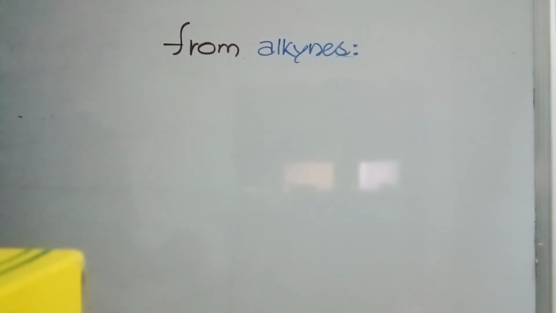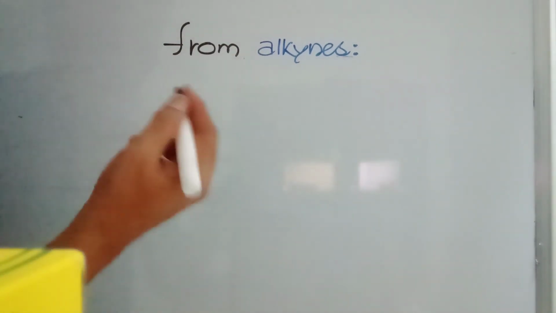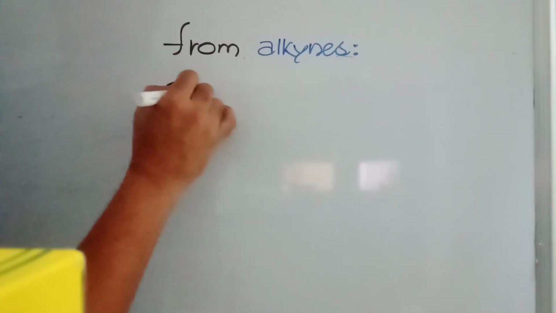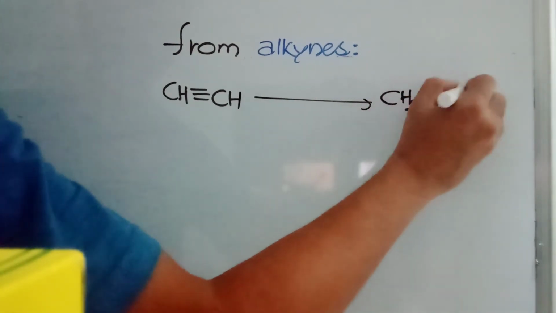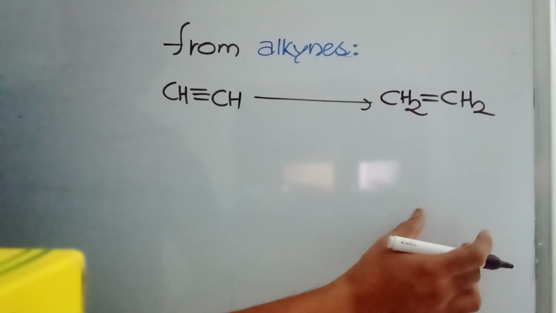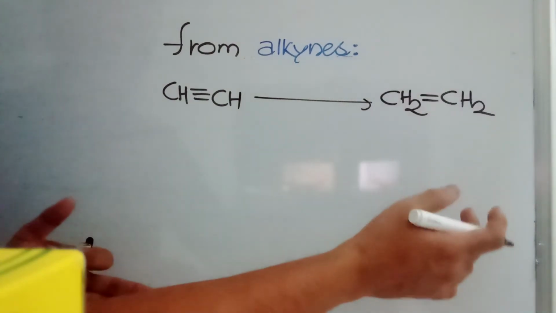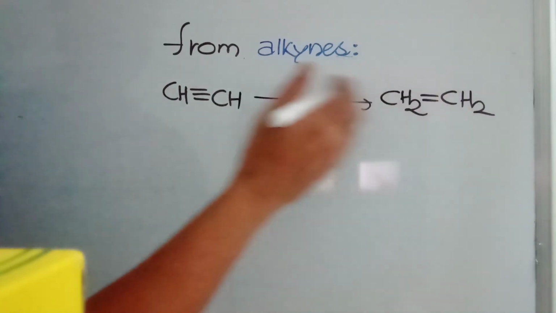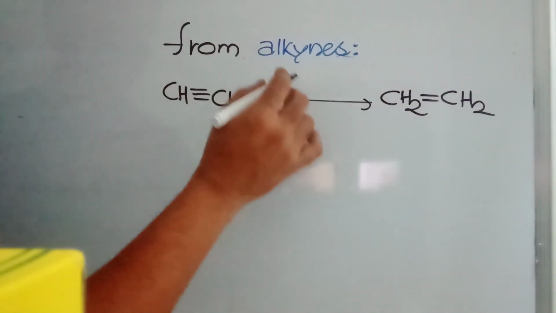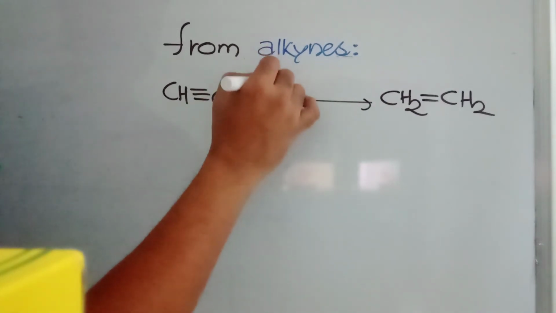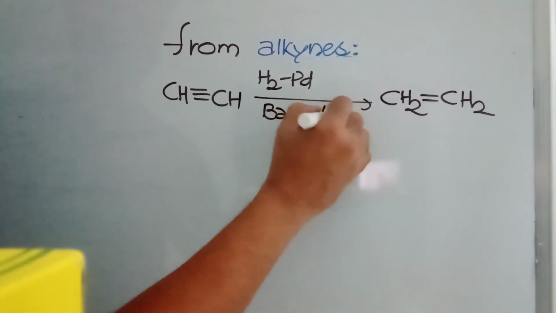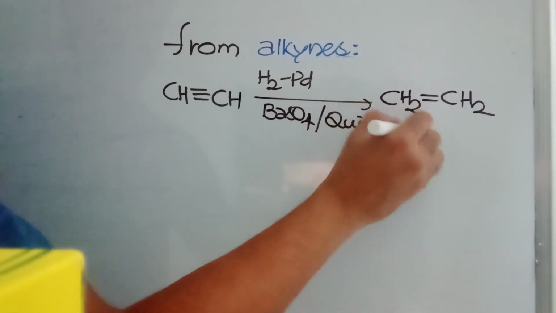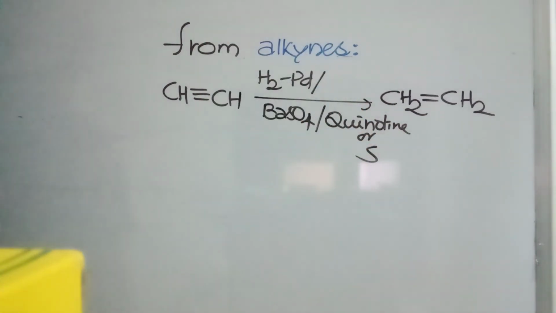Now, preparation of alkenes from alkynes. CH triple bond CH, if you are taking, can be reduced to CH2 double bond CH2. But the reaction won't stop here, it will continue till the formation of alkanes. So to stop the reaction at this particular stage, we need to control the reduction. This is controlled reduction. That can be done by using hydrogen, palladium, barium sulfate and quinoline or sulfur.